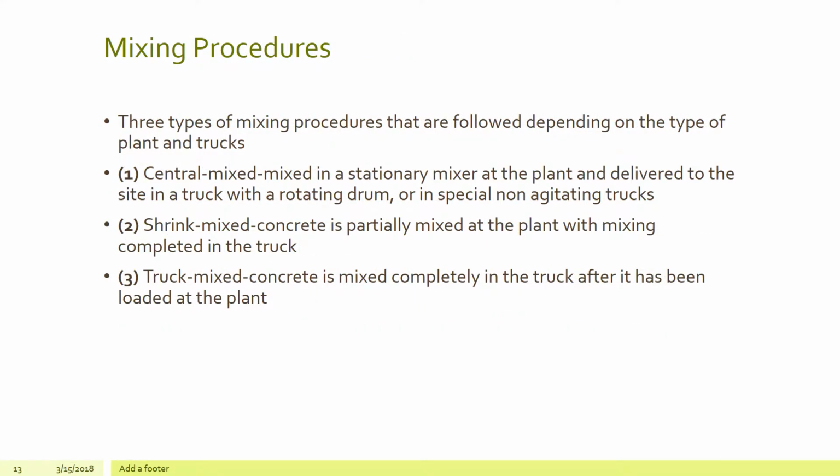Let's take a look at the mixing procedures. There are essentially 3 types of mixing procedures that are followed depending on the type of plant and trucks that are used. We get the central mixed, where the concrete is mixed in a stationary mixer at the plant and delivered to the site in a truck with a rotating drum, or in a special non-agitating truck. The shrink mix concrete is partially mixed at the plant with mixing completed in the truck. The third method is the truck mix, where the concrete is mixed completely in the truck after it has been loaded at the plant.